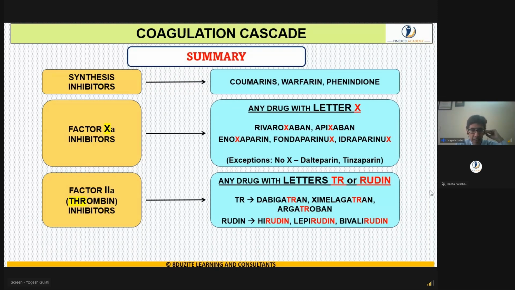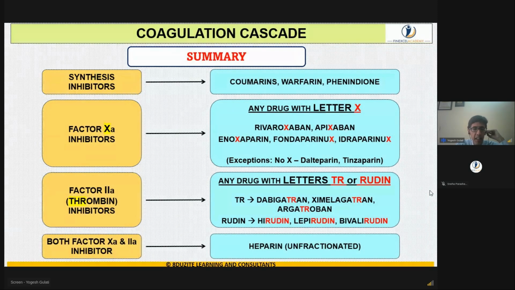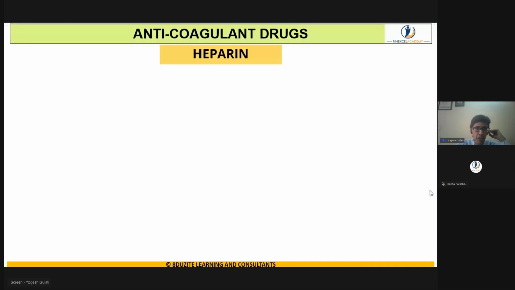You can remember this. Now I move to the last drug, which inhibits both factor 10A and 2A, and this is only one group, the traditional unfractionated heparin. This is inhibiting both factor 10A and 2A. By this, you can remember the classification, and it is easy for you to decode which drug is acting where. Now with this, I'll move to some pharmacology.